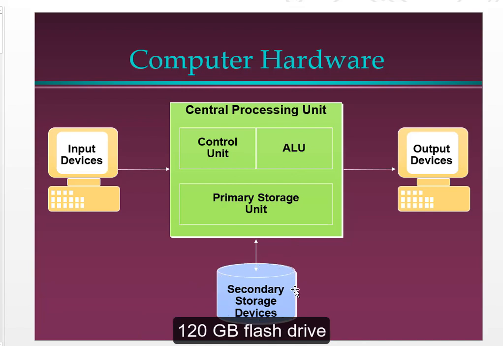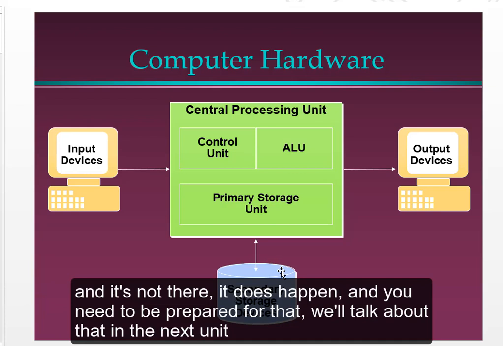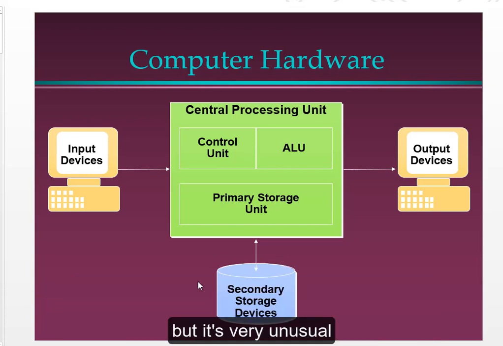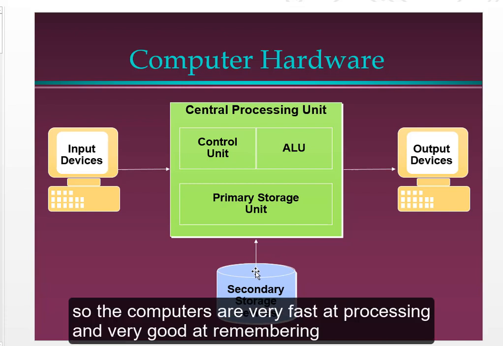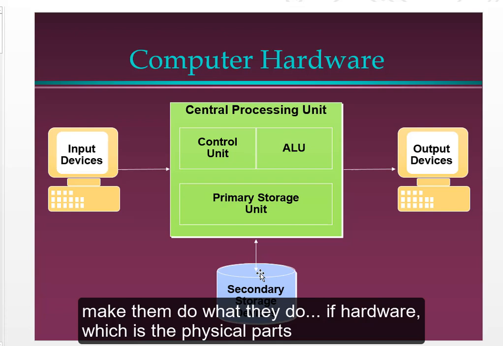120 gigabyte flash drive, it's very unusual when you'll go to pull up a file and it's not there. It does happen, and you need to be prepared for that. We'll talk about that in the next unit. But it's very unusual. So the computers are very fast at processing and very good at remembering. Beyond that, we, the humans, make them do what they do.